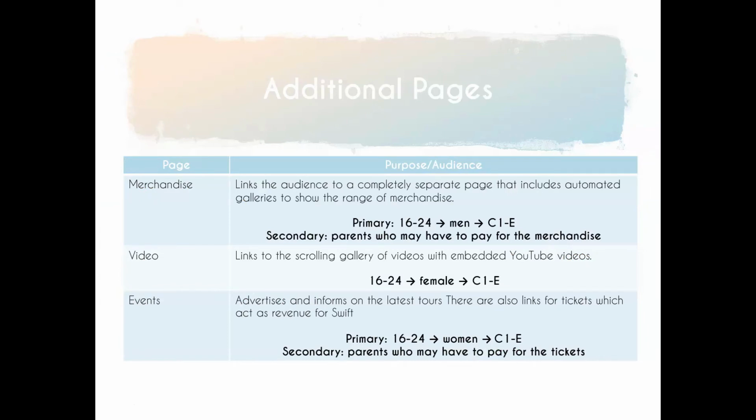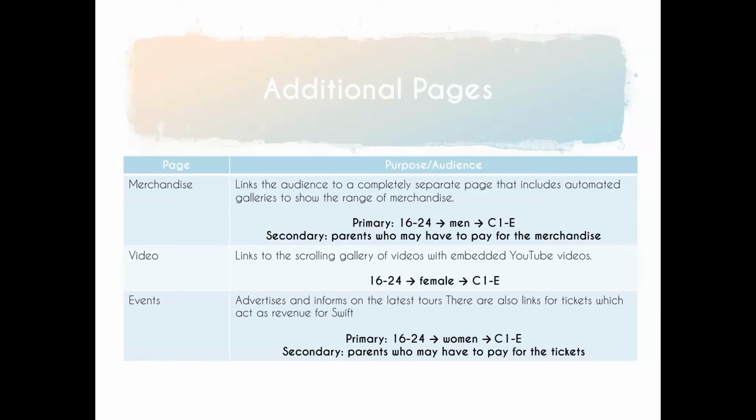So the merchandise obviously takes the audience to a separate page that has automated galleries to show the range of merchandise. We're looking at a primary demographic of 16 to 24-year-old men potentially here, because they're likely to be buying things for either their daughters, their girlfriends, their partners, or women themselves, or girls who may be interested in Taylor Swift. It's just worthwhile knowing and mentioning that the primary demographic for Taylor Swift as a whole is young enough that they're not likely to have the sort of disposable income needed to buy a lot of the merchandise.